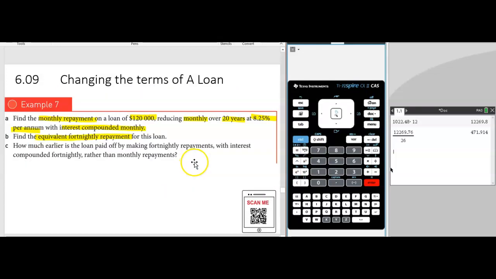Let's look at C now. They say how much earlier is the loan paid off by making the fortnightly repayment? And now what happened to the interest? It's compounded fortnightly. That means your CPY is 26, right? And then your repayment is also fortnightly. So therefore your CPY and PPY will be 26.